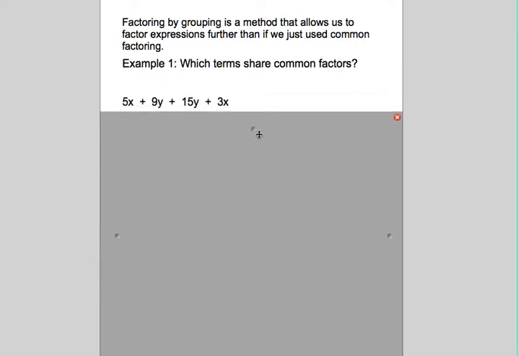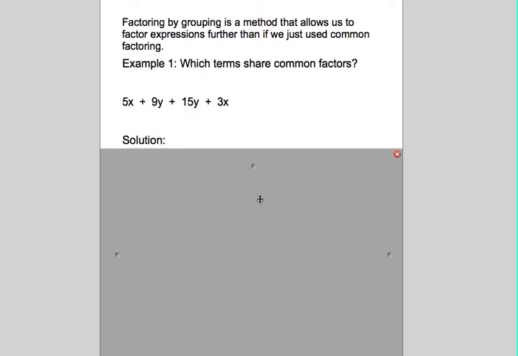Which of these terms share a common factor? So here we've got a four-termed polynomial. This is pretty unique to factoring by grouping. Usually we only do it when we have four terms. So we've got 5x plus 9y plus 15y plus 3x.